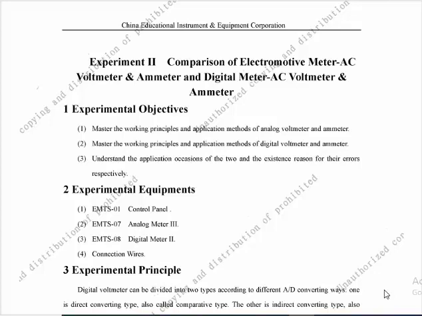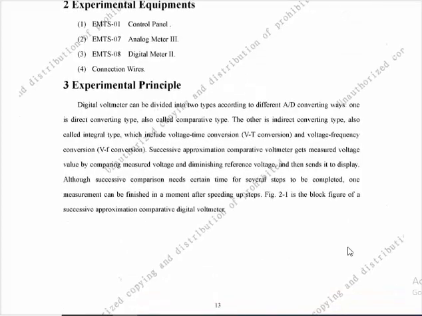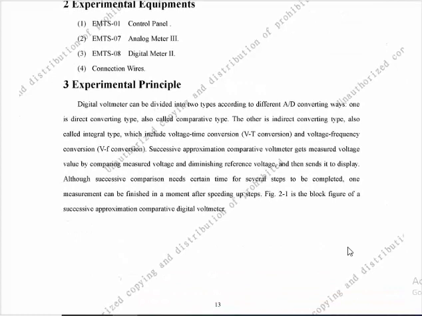So this is the objective of today's experiment. The experimental equipment we need for this experiment are: we have the control panel, analog meter 3, digital meter 2, and connection wires. So let's see the experimental principles.